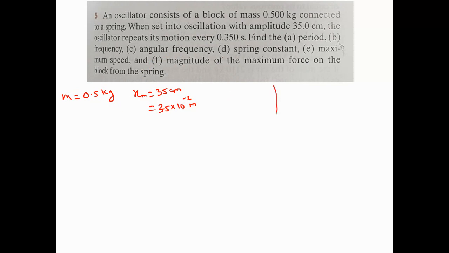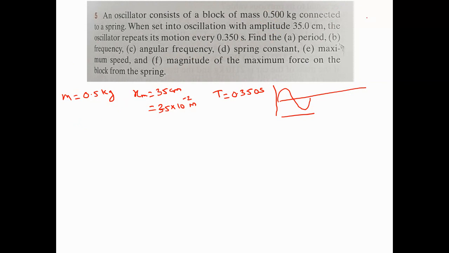Am I right? So for example, if the oscillator is oscillating, it will repeat every 0.35 second for every motion. That means how much time for one complete wave? They are just giving the value, 0.350 second. First question, find the period. What's the answer for the first question? Find the period.